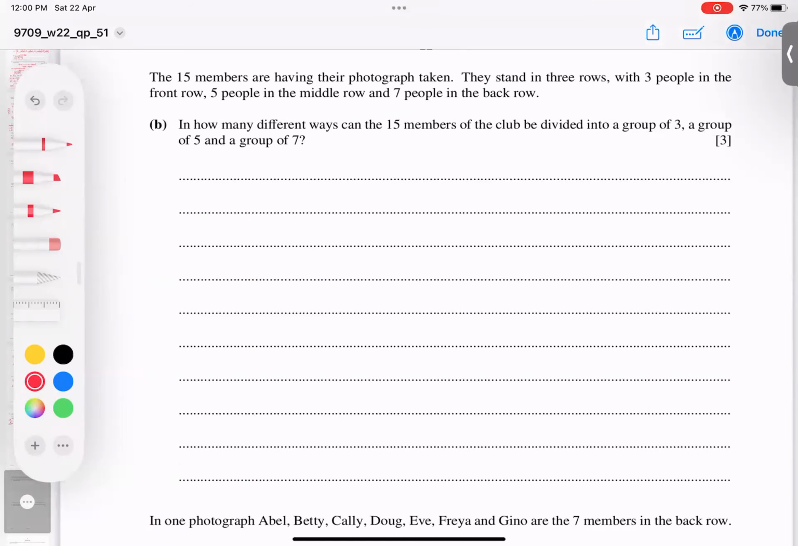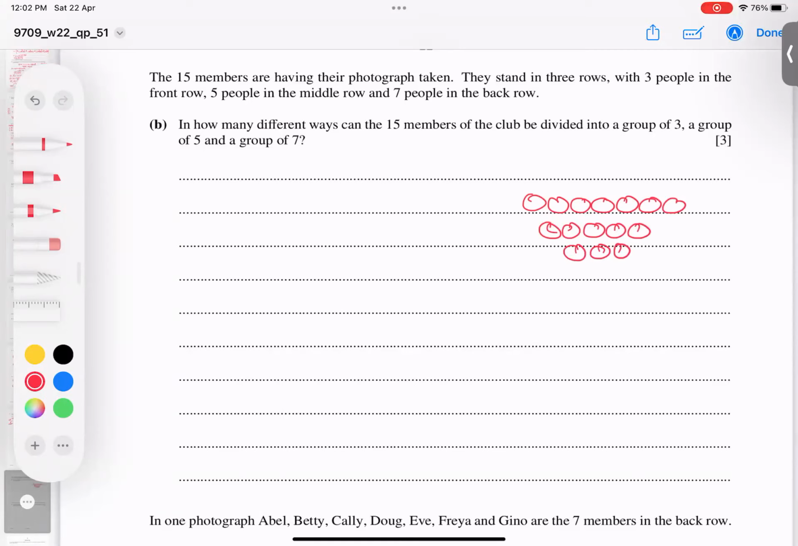He's saying 15 members have photographs taken. They stand in 3 rows. 3 people stand in the first row, 5 in the middle row, 7 in the last row. So 1, 2, 3, 4, 5, 6, 7. Second row, 5 people. 1, 2, 3, 4, 5, and then 3.